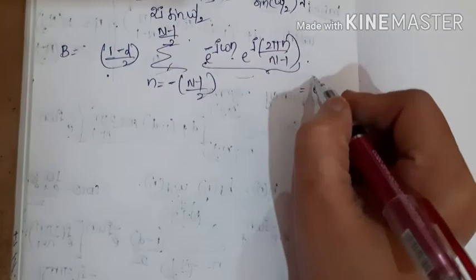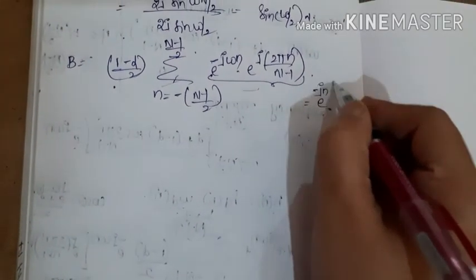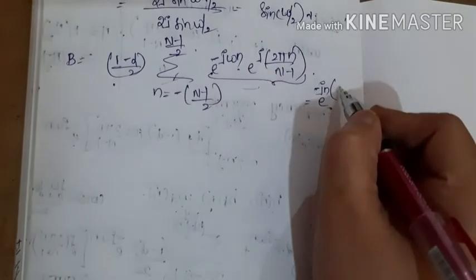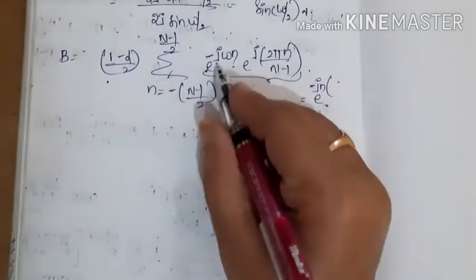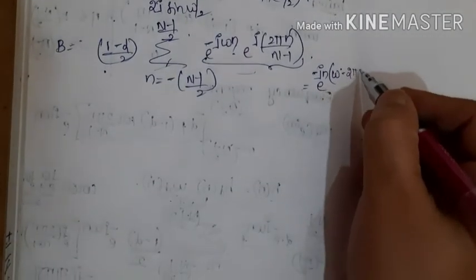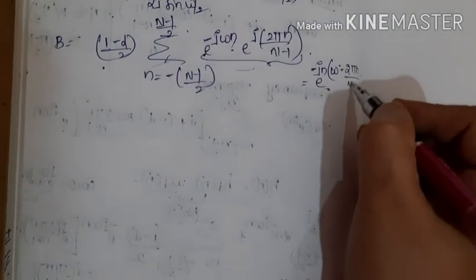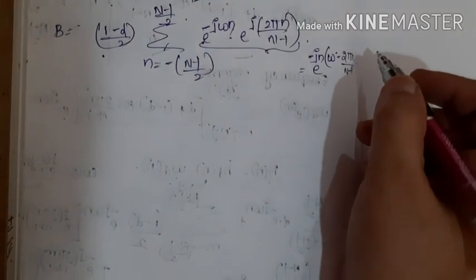So this can be written as, only these two terms can be written as, if I take minus j as common, minus jn as common, I will get minus jn as a common term. Omega minus 2 pi n by n minus 1 as a exponential term in the equation.